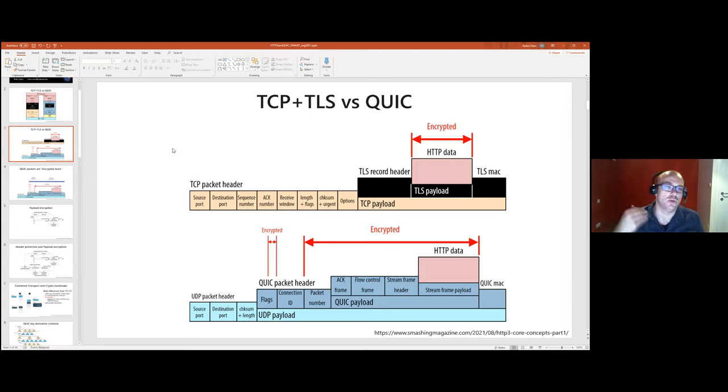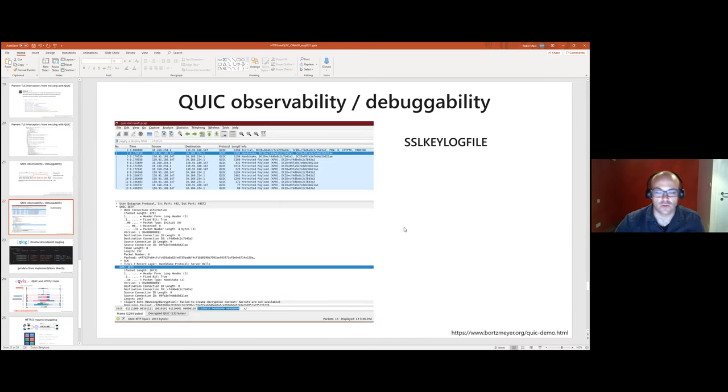QUIC offers you almost nothing if you just have an encrypted QUIC PCAP. You won't even be able to see the packet numbers for individual QUIC packets. The only thing that you will be able to see is it's a QUIC packet, and this is the connection ID for that QUIC packet, and that's about it. That's all you'll see from a normal PCAP, which means that you can use Wireshark. Wireshark has excellent QUIC support at this point, but you will need to have the decryption keys available. So before, if you've done this before, you know the SSL key log file environment variable that you can use with browsers to get the TLS decryption keys to actually look inside of HTTP encrypted traffic. Now you will need to do that for QUIC as well.